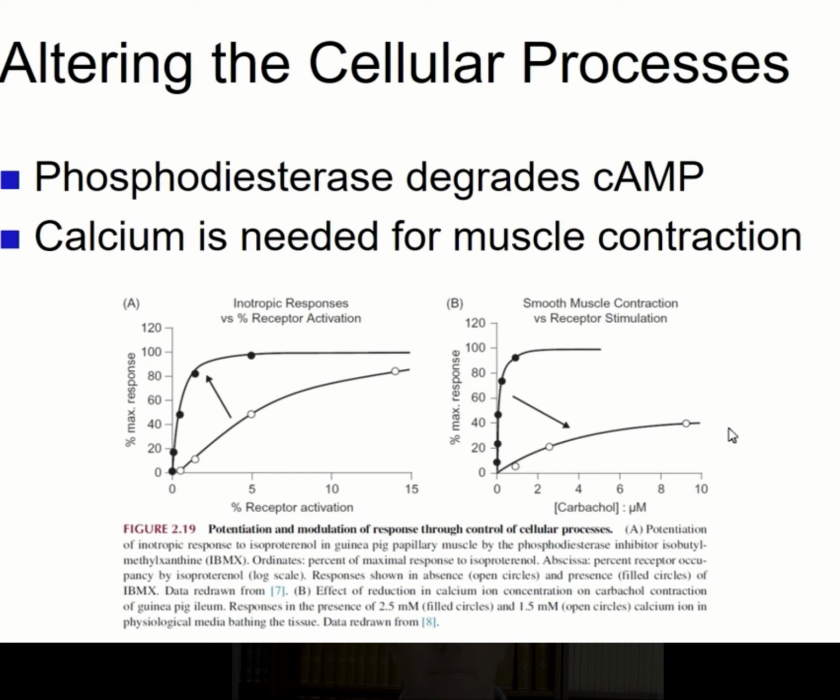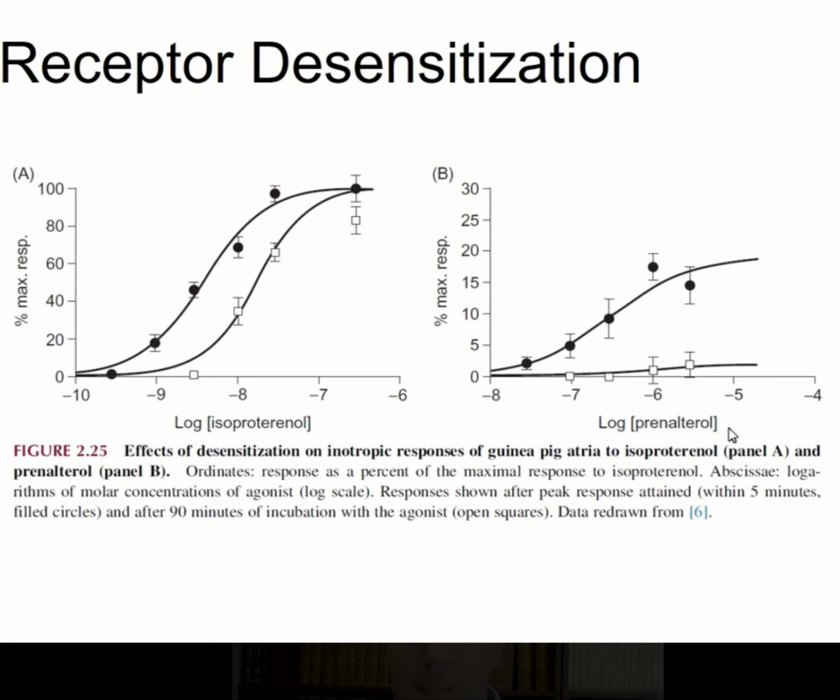Something else to keep in mind, I think this is the last slide, is receptor desensitization. Receptor desensitization is something I think we're going to talk about a little bit more later on, but this is partially a cellular process. There are multiple mechanisms through which receptors can be desensitized. In some situations, it is a cellular process, meaning it's going to be system dependent.